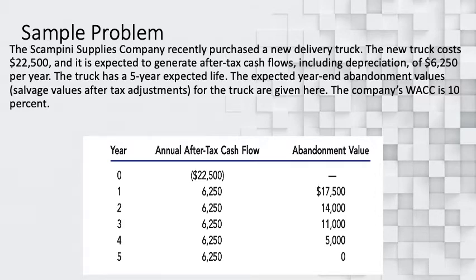So as you can see, there is a table from year 0 to year 5 because the truck has a 5-year expected life. For the annual after-tax cash flow, we have an initial investment, or the cost of the new truck, which is $22,500, and the generation of cash flow for 5 years, which is $6,250. Also, in another column, there is an abandonment value of the truck. So we have $17,500 for year 1, $14,000 for year 2, $11,000 for year 3, $5,000 for year 4, and $0 for year 5.